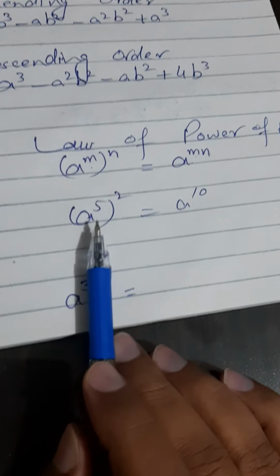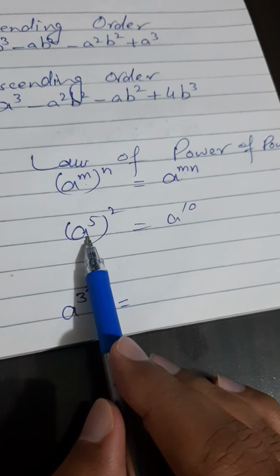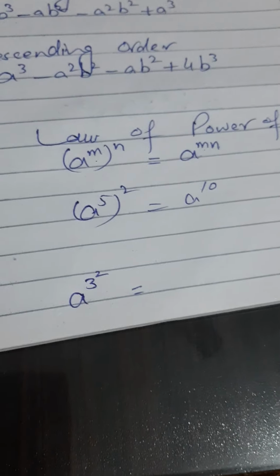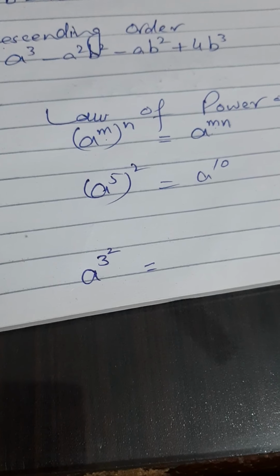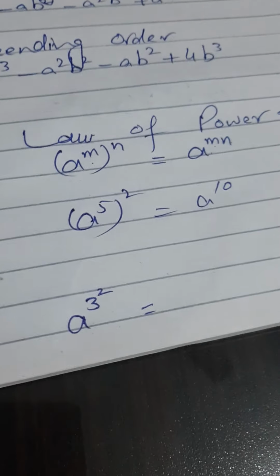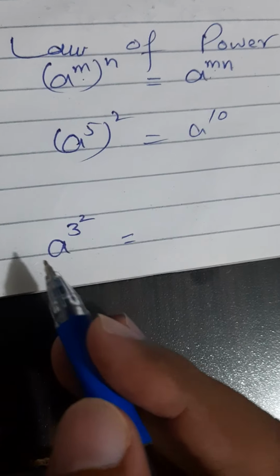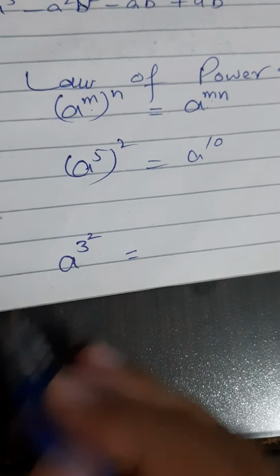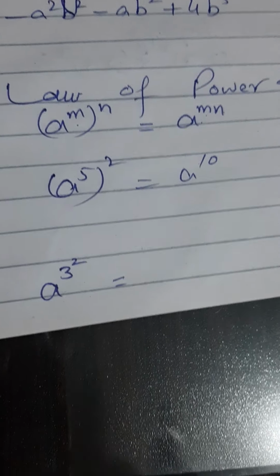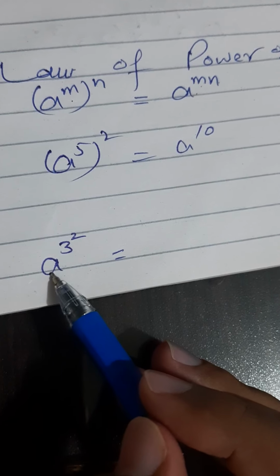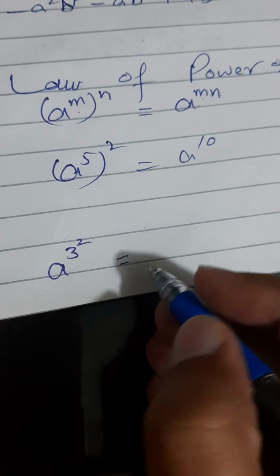I have given an example of a number. For example, a raised to power 5 whole power 2. How do we write this? It's a raised to power 10. But remember one thing, if there isn't any bracket written, just like a raised to power 3 whole power 2, we cannot use this law here because it's a raised to power 3 squared. How do we solve this?